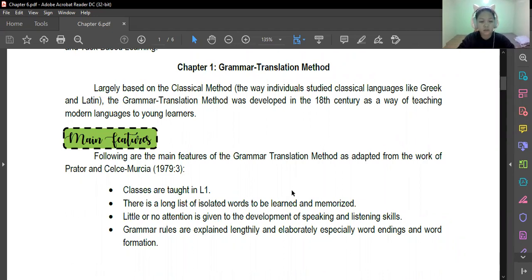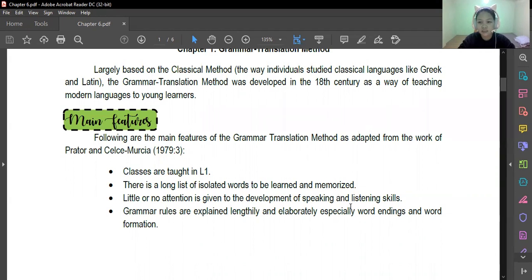So what are the main features of grammar translation method? The following here are the main features of grammar translation method as adapted from the work of Praetor and Celce Murcia in 1979. First is that classes in GTM are taught in L1. That's why it's called translation method, because language is first taught using your L1 or your first language, which, when you think about it, is a good approach because it's important to incorporate their first language in learning their second language, according to Rene Descartes, right? And also according to behaviorism, there is really a need to use the knowledge that they have in L1 to teach their L2 or their target language.